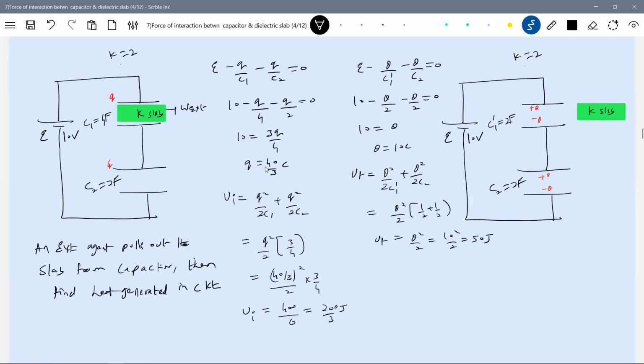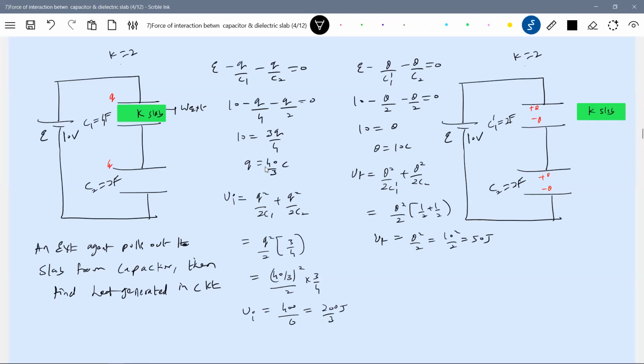Look, anybody says UF is less than UI, no? The potential energy in the circuit got decreased. The external agent also did work. Where did it all go? Work done by cell, heat generated. Is there heat generated? Yes, we don't know, but we have to calculate here.